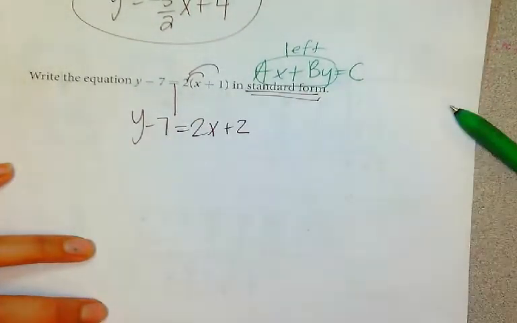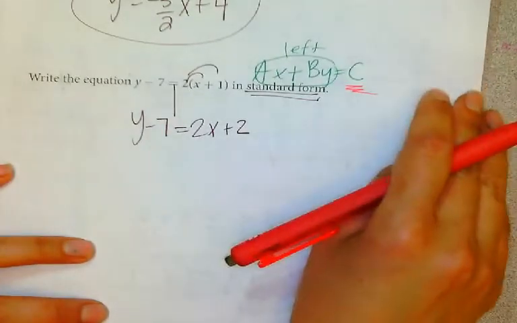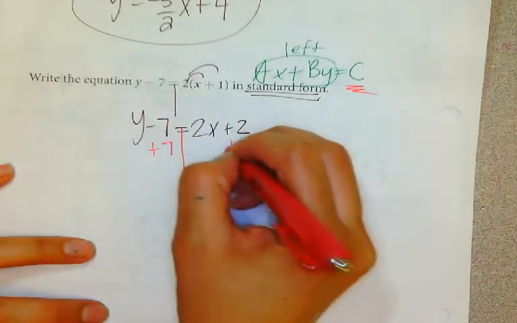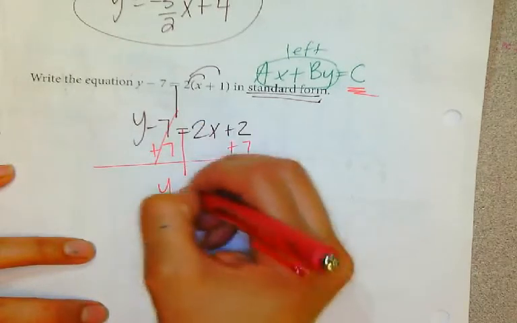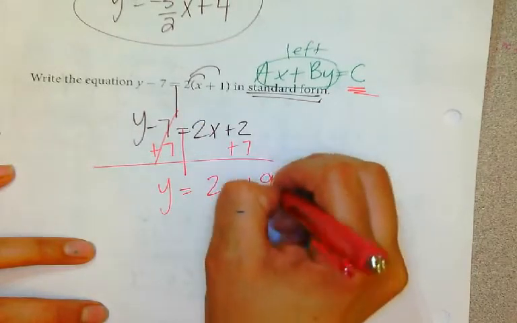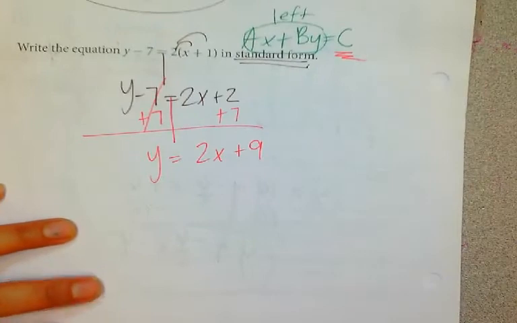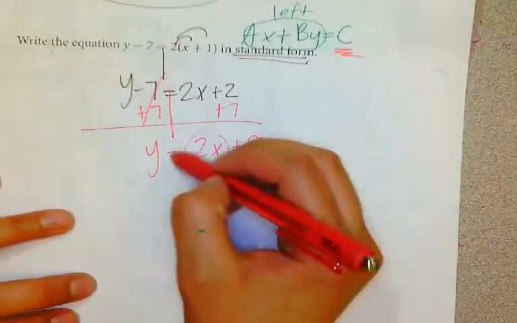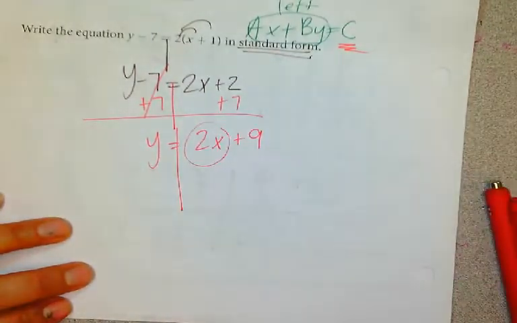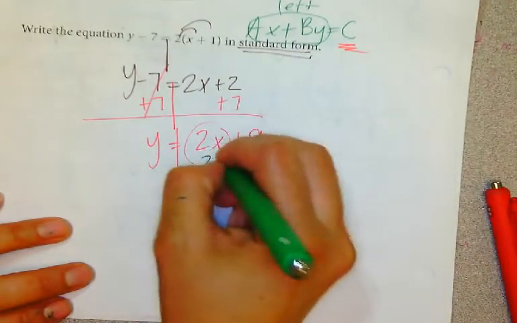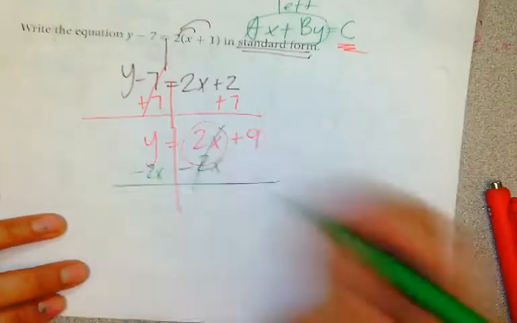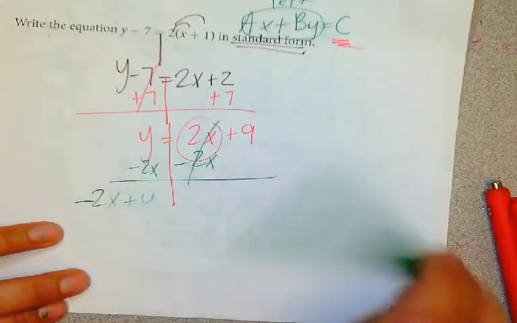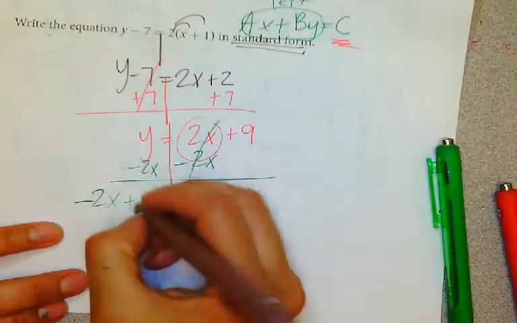I know that my constants need to be on the right hand side, and I have that 7 over here, so I'm going to move that 7. And now it looks like I have y equals, but that's not what I want. I want standard form. This x needs to be on the left. So I'm going to do the inverse of that. So minus 2x minus 2x. The zero's out on the side. And now I have the x and the y on the same side.